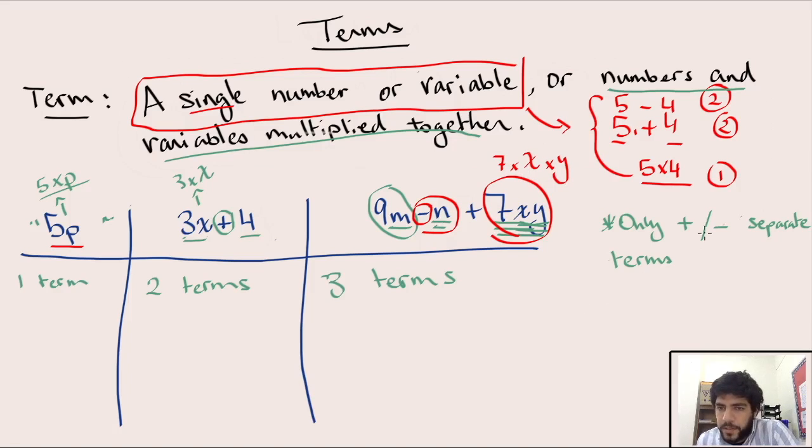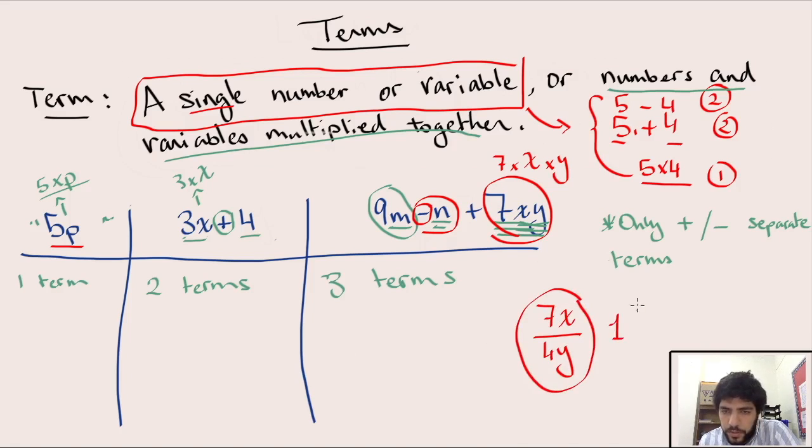Now if I have a fraction, let's make just one more example here. If I have, let's say 7x over 4y. Again, all of this is 1 term. Why? Because it's not separated by addition or subtraction. They have to be numbers and variables multiplied. Let me add in the definition, or divided. So this definition needs tweaking. Or divided. Okay, let's move on.